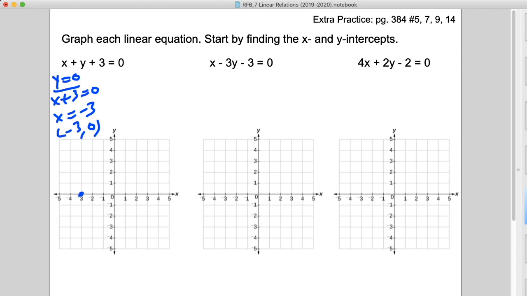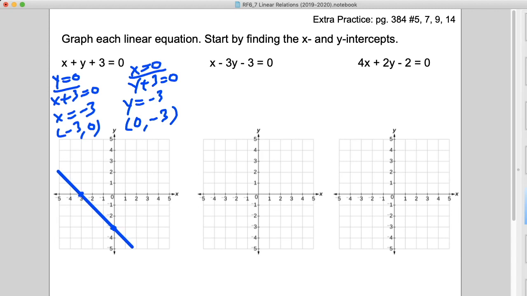And then I'm going to try when x is equal to 0. So when x is equal to 0, I'll have 0 plus y plus 3 is equal to 0. So I'll have y plus 3 is equal to 0. When I isolate for y, I'll have y is equal to negative 3, which means I'll have a point at 0, negative 3. So 0, negative 3 comes right down there. And all I need to do is draw a straight line through those 2 points. And our graph looks something like this.